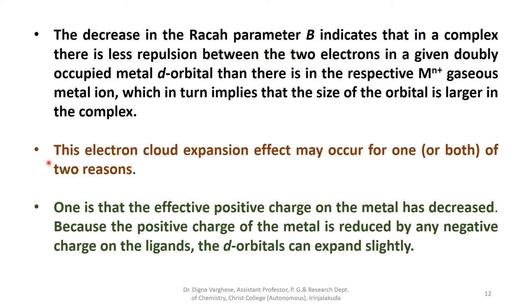The first reason is that the effective positive charge on the metal has decreased, because the positive charge of the metal is reduced by any negative charge on the ligands, so the d orbitals can expand slightly.